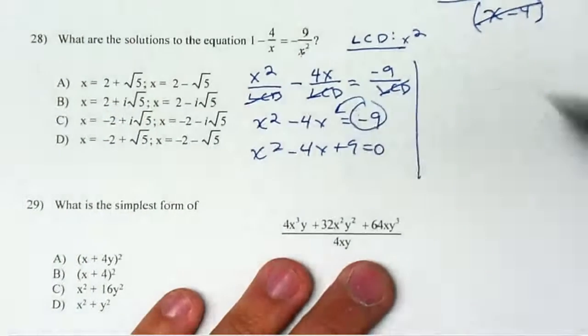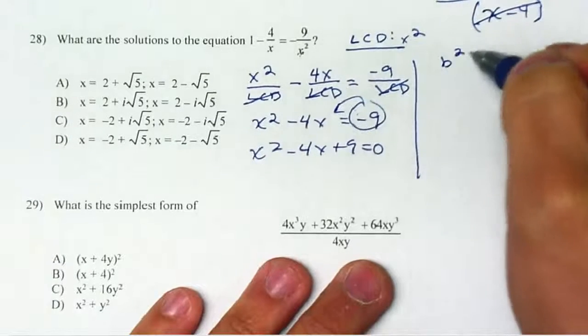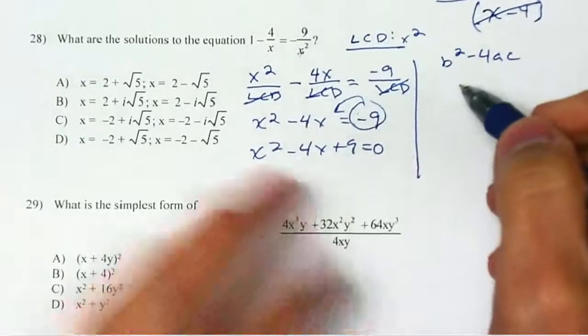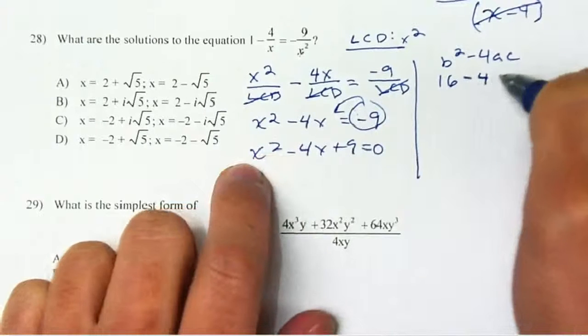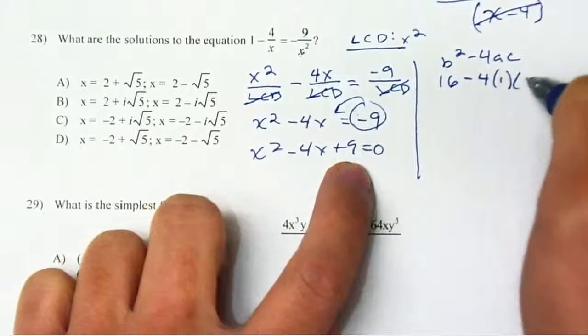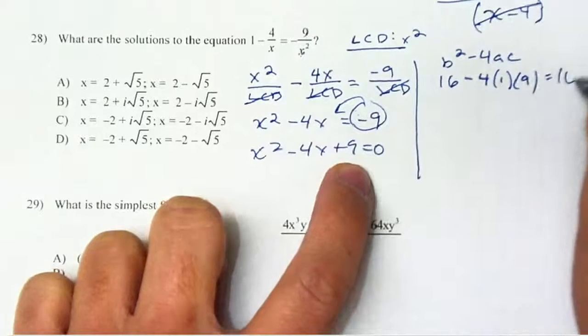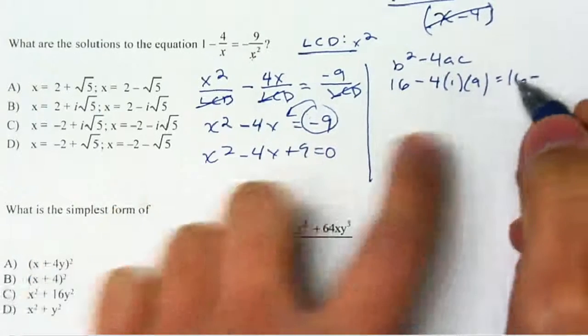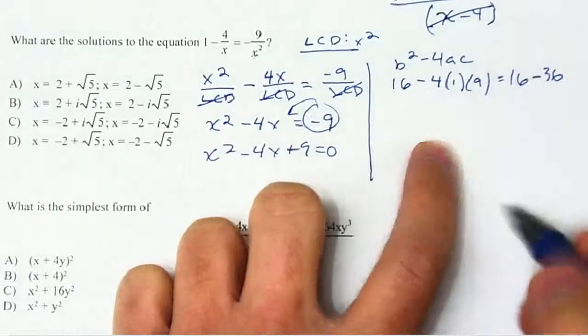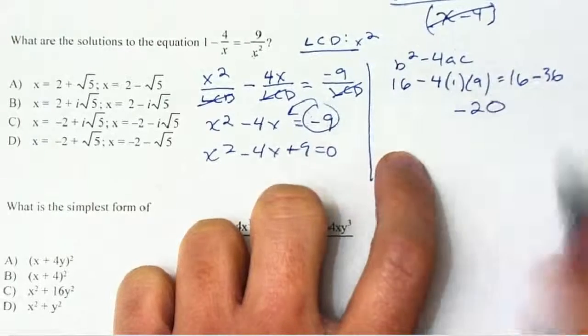So using the quadratic formula, let me do b squared minus 4ac first, the discriminant. So negative 4 squared is 16 minus 4 times a, which is 1, times c, which is 9. And I get 16 minus 36. And my discriminant inside is a negative 20.